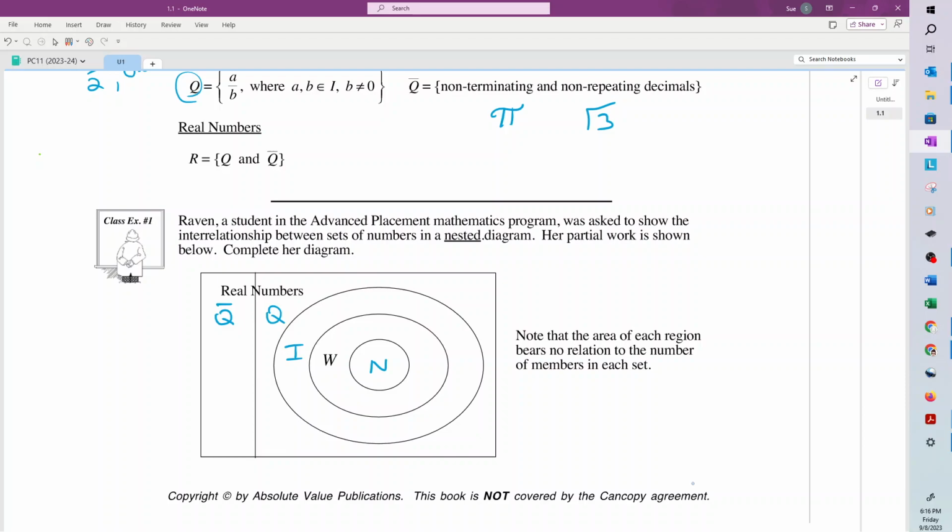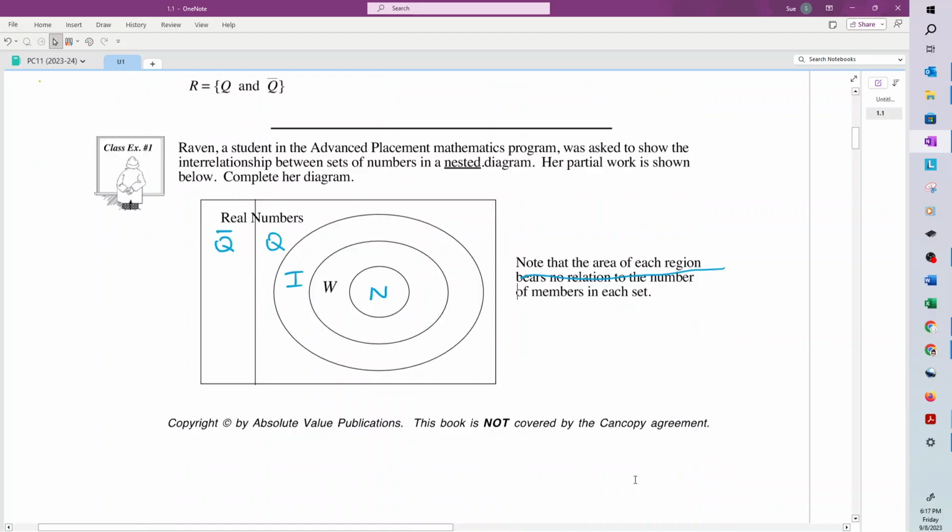This over here is really important. The area of each region has no relation to the number of members of the set. Like this space here between the W and the N, there's only one number that is a whole number but not a natural number, and that is the number 0. They're all infinite sets actually, but there are more irrational numbers than there are rational numbers, even though from the drawing you wouldn't think that, but it just doesn't make sense to draw the picture any other way. Okay, let's do an example of this.